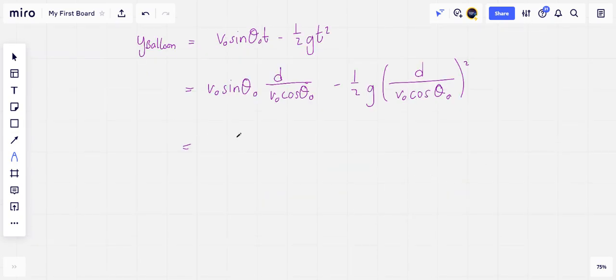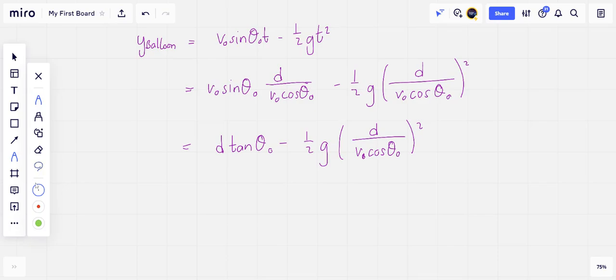So if we simplify this expression, this becomes d tan theta naught minus a half g into d over v naught cosine theta naught, squared. Now we need to find where the boy will be vertically at this time.